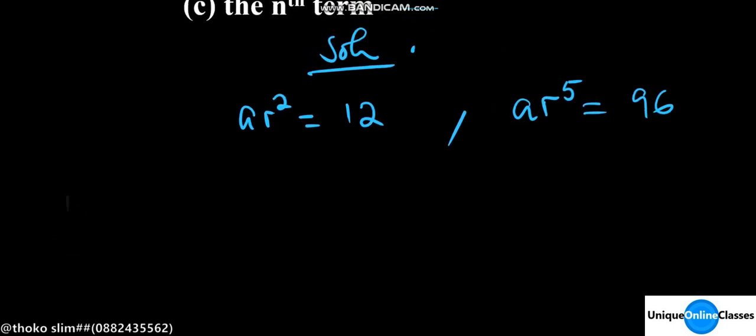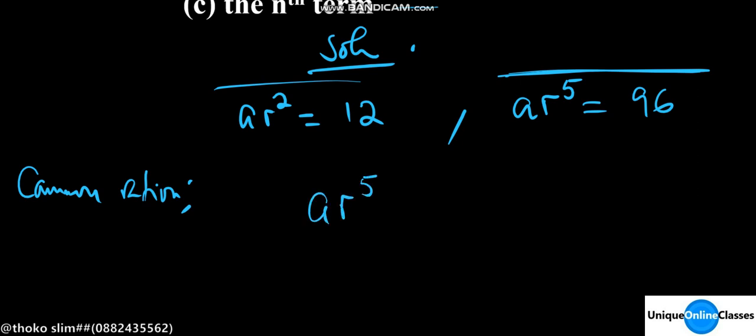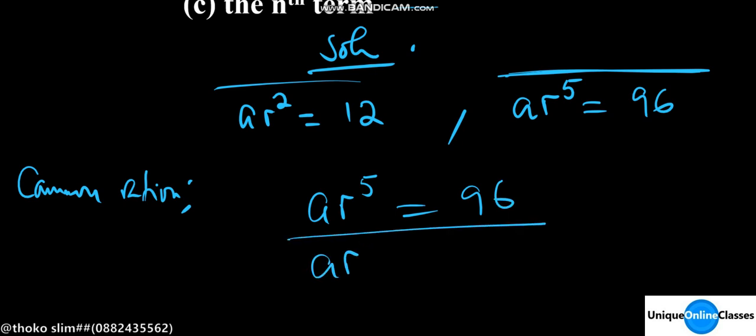To find the common ratio, if you remember how we do it, we take the term in front divided by the term behind. The one in front is term number 6, so we divide by term number 3. So we have AR raised to the power 5 equal to 96, divided by AR raised to the power 2 equal to 12. So what we do here is cancel these.